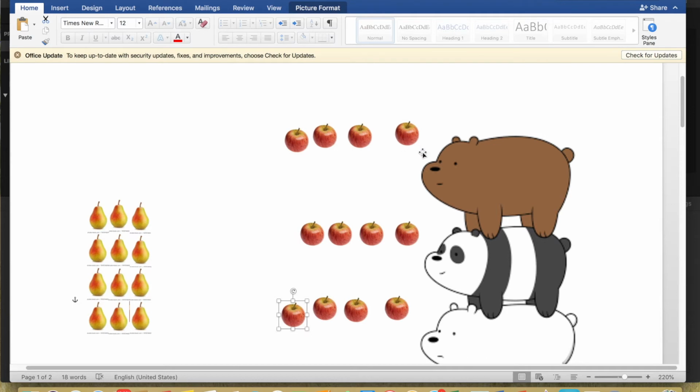I counted that each bear has 4. So that means that they were able to get an equal amount of apples. So one of our questions was, how many apples will each bear receive? Well, each bear will receive 4. Okay? The next one wants to know, how many will each pair receive?